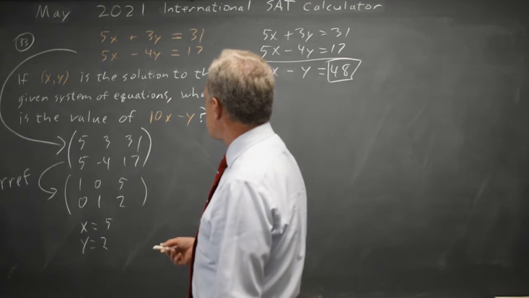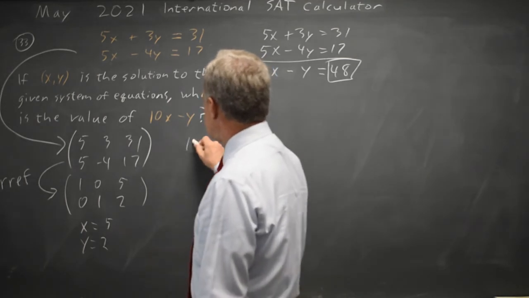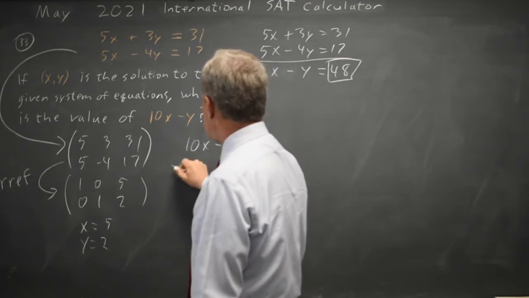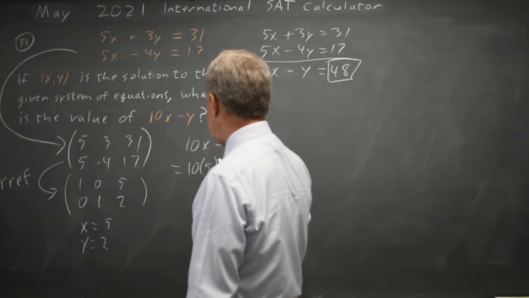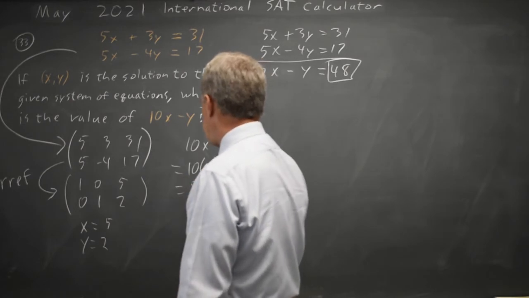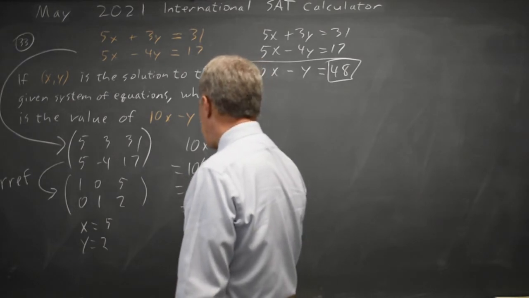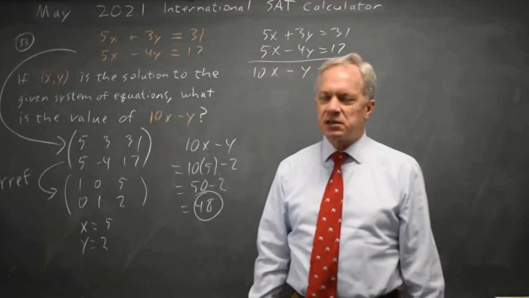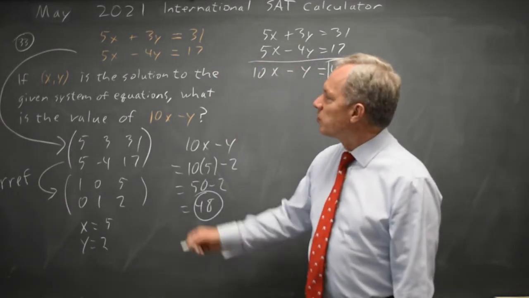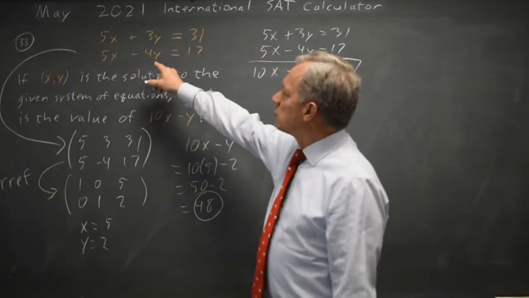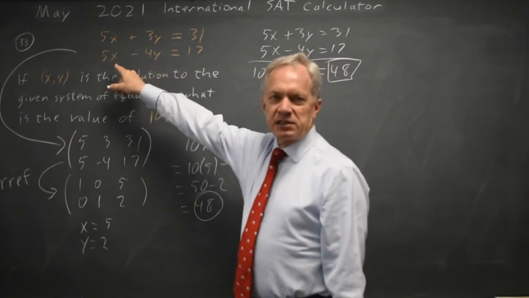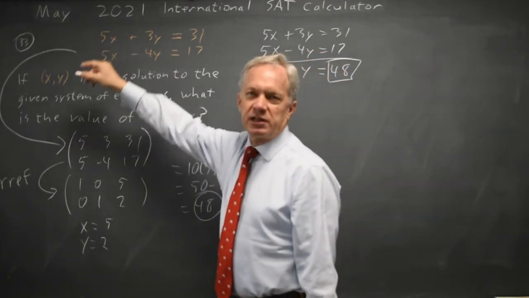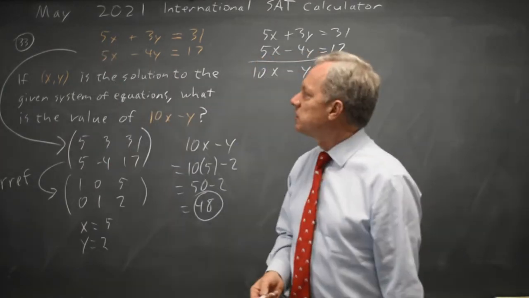Now they're asking for 10x minus y. 10x minus y equals 10 times 5 minus 2, which is 50 minus 2 equals 48. I could also solve this by hand, either solving one of these for x and then substituting that expression for x in the other equation, or linear combination.